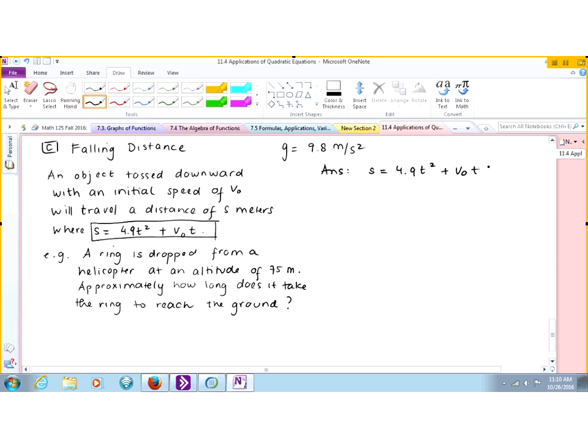S is 75 because to go to the ground it is 75 meters. S is equal to 4.9 t squared plus what is V naught? If you just drop it, 0. Yes, initial velocity is 0. So how do you solve for t?